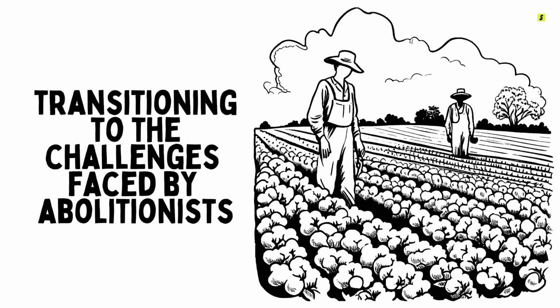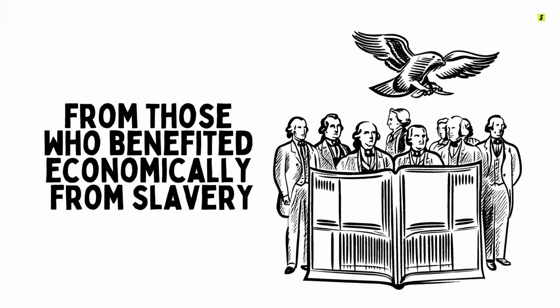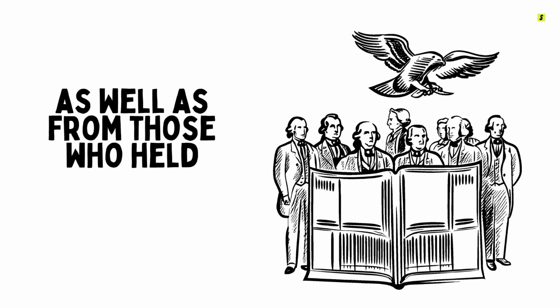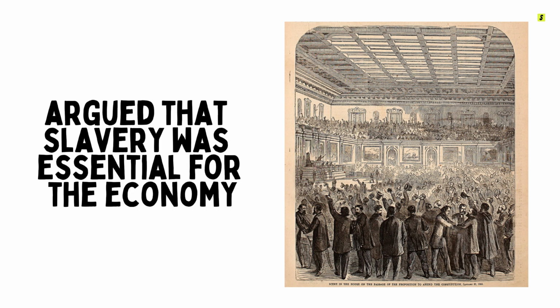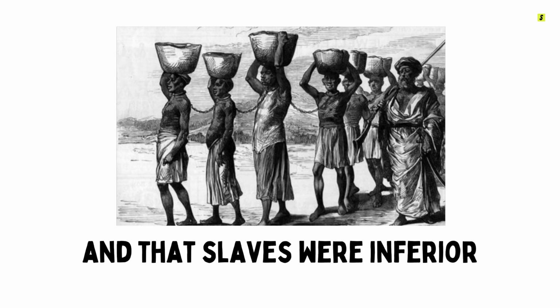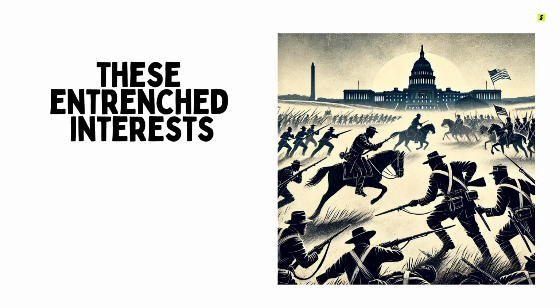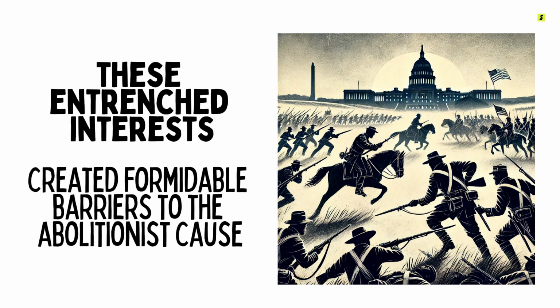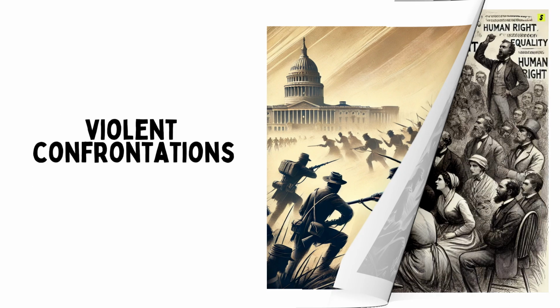Transitioning to the challenges faced by abolitionists, we encounter significant opposition from those who benefited economically from slavery, as well as from those who held racist beliefs. Slave owners and their allies argued that slavery was essential for the economy and that slaves were inferior and unable to function as free citizens. These entrenched interests created formidable barriers to the abolitionist cause, leading to heated debates and, in some cases, violent confrontations.